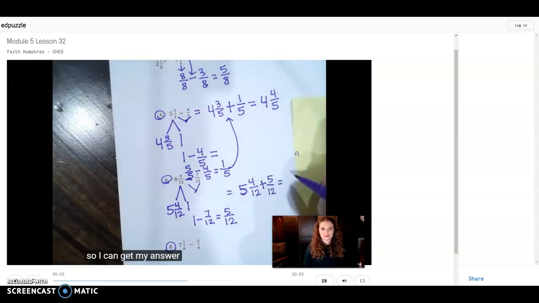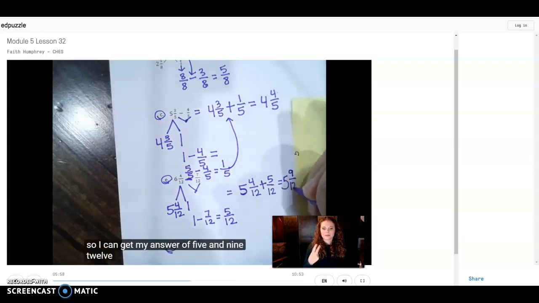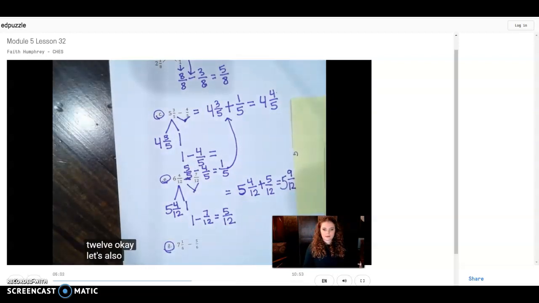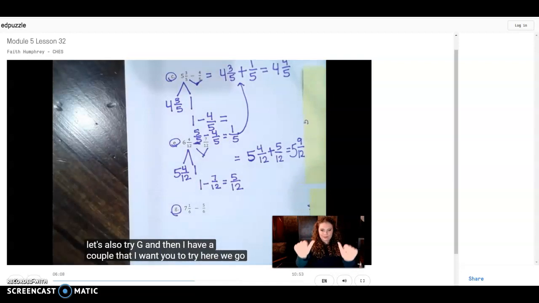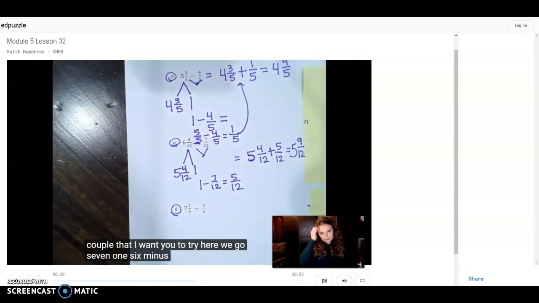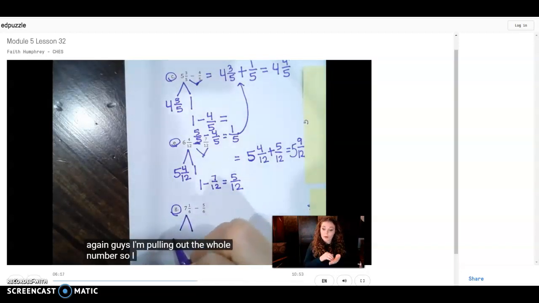So I can get my answer of 5 9/12. Okay, let's also try G, and then I have a couple that I want you to try. Here we go. 7/16 minus 5/6. Again, guys, I'm pulling out the whole number. So I have a whole number of 1, and that leaves me 6/16.